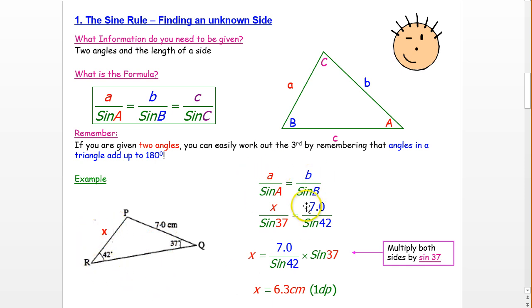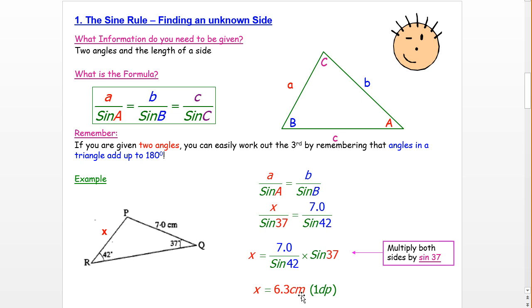So, using my rule, when you want to find a side length, you want the lowercase letter, so I'm going to put that on top. You can see they've got a divided by sine A equals b divided by sine B. Then I just fill in the blanks. So the one I'm looking for, x divided by the opposite one, sine 37, would be the same as 7 divided by sine 42. How do I get x on its own? Multiply each side by sine 37. Push buttons on your calculator, 6.3 centimetres.